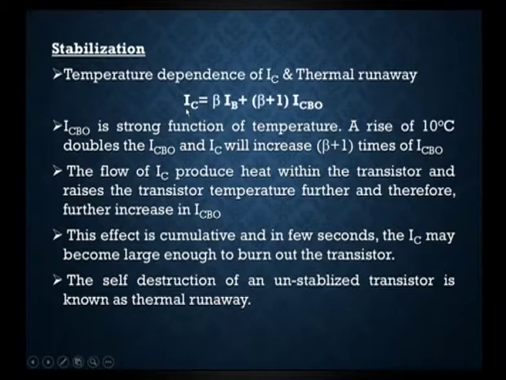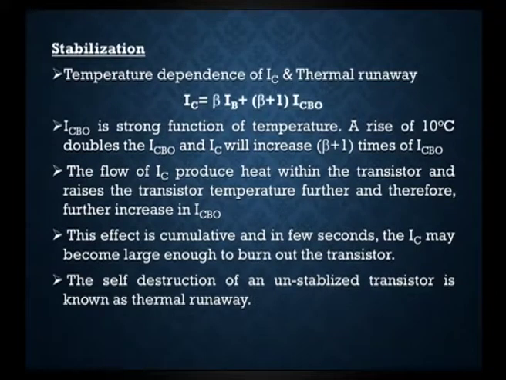The IC formula is equal to beta into IB plus (beta plus 1) into ICBO, that is the leakage current. ICBO is a strong function of temperature; even though it is very small, it is strongly dependent on temperature. A rise of 10 degrees centigrade doubles this ICBO, and IC will increase because (beta plus 1) times ICBO is there. A 20 degrees centigrade change in temperature may lead to a change in ICBO, which in turn increases the collector current.